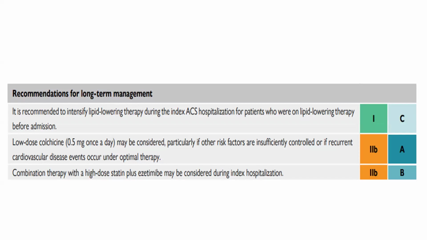We all know for a patient who has had an acute coronary syndrome, the target LDL will be less than 1.4 millimole per liter. And if there's recurrence, you will have to target secondary targets such as the non-HDL, and you may have to intensify your LDL to even lower than 1.0. Low dose colchicine may be considered, particularly if other risk factors are insufficiently controlled or if recurrent cardiovascular disease events occur under optimal therapy. That is 2B.